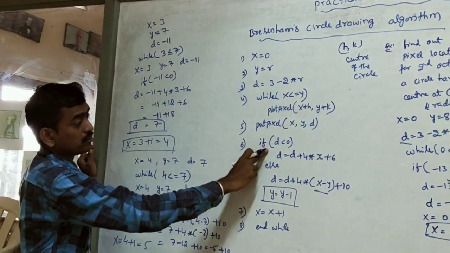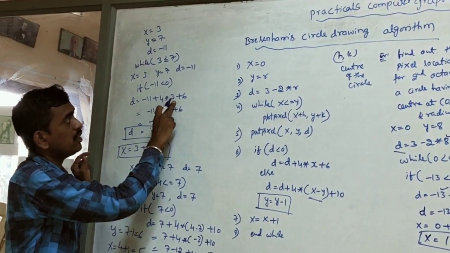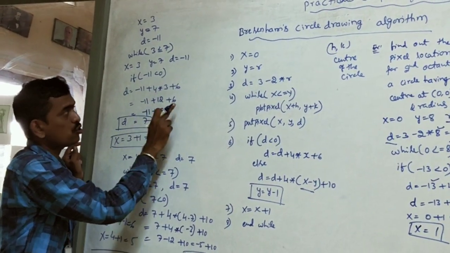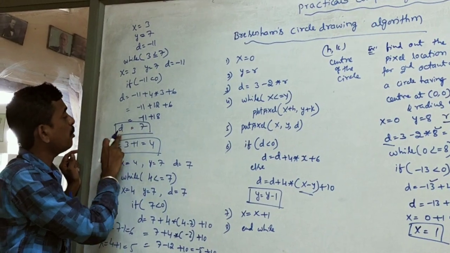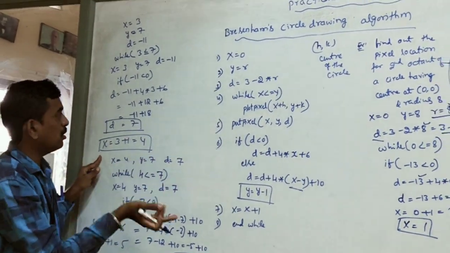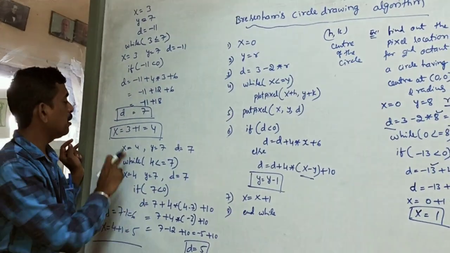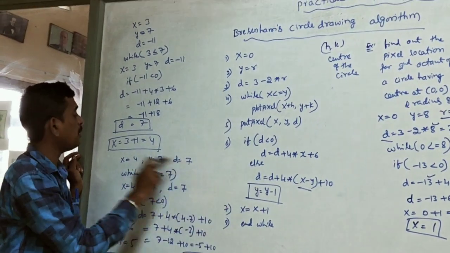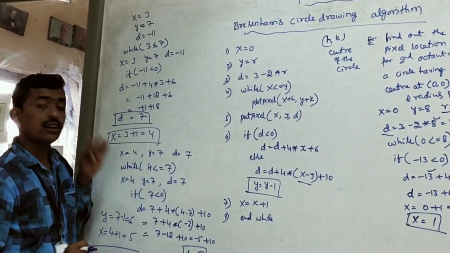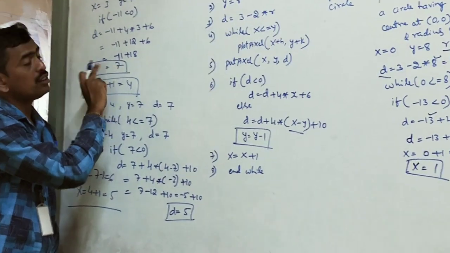If condition minus 11 less than or equal to 0, therefore minus 11 plus 4 asterisk 3, the value of x. Okay, plus 6, minus 11 plus 12 plus 6, the value is obtained, d equals 7. Okay, therefore only the first condition is applied. There is no need for y equals y minus 1. Next increment the values, step number 7, x equals 3 plus 1, therefore 4. Go to the next step, x equals 4, y equals 7, d equals also 7.